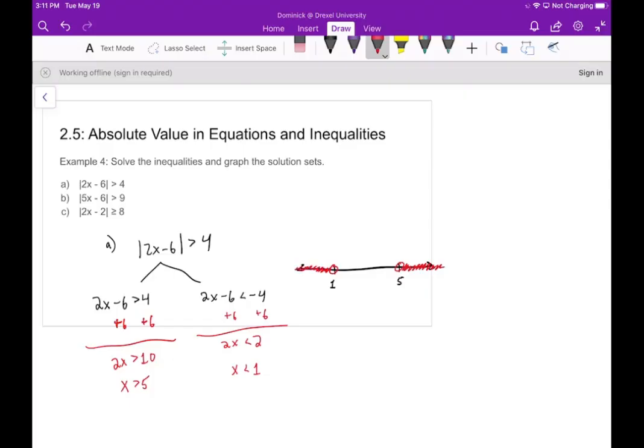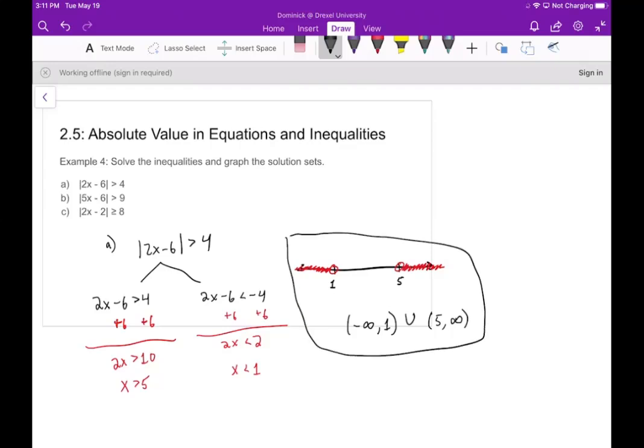So I almost get two sort of separate regions here, right? And if you wanted to say this in interval notation, this is negative infinity to 1, but that just takes care of the second part. I also have a part where it's 5 to positive infinity, and I just join them together with a union symbol, right? So that's sort of your solution to this one.